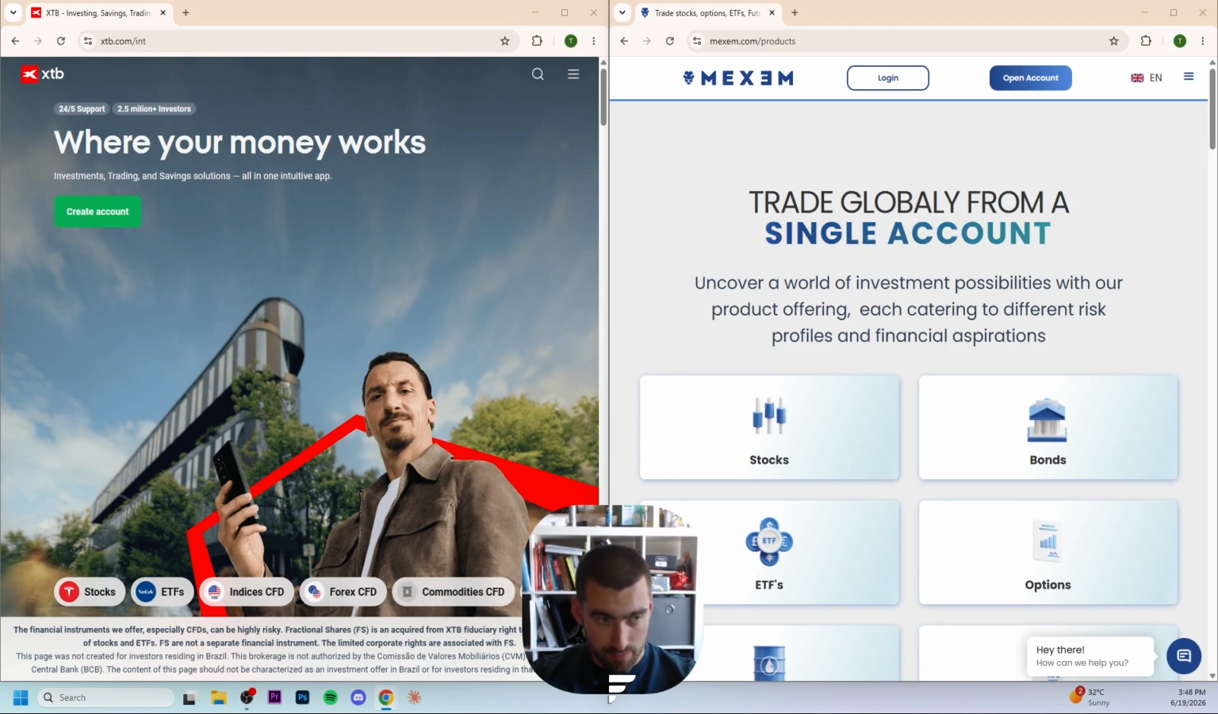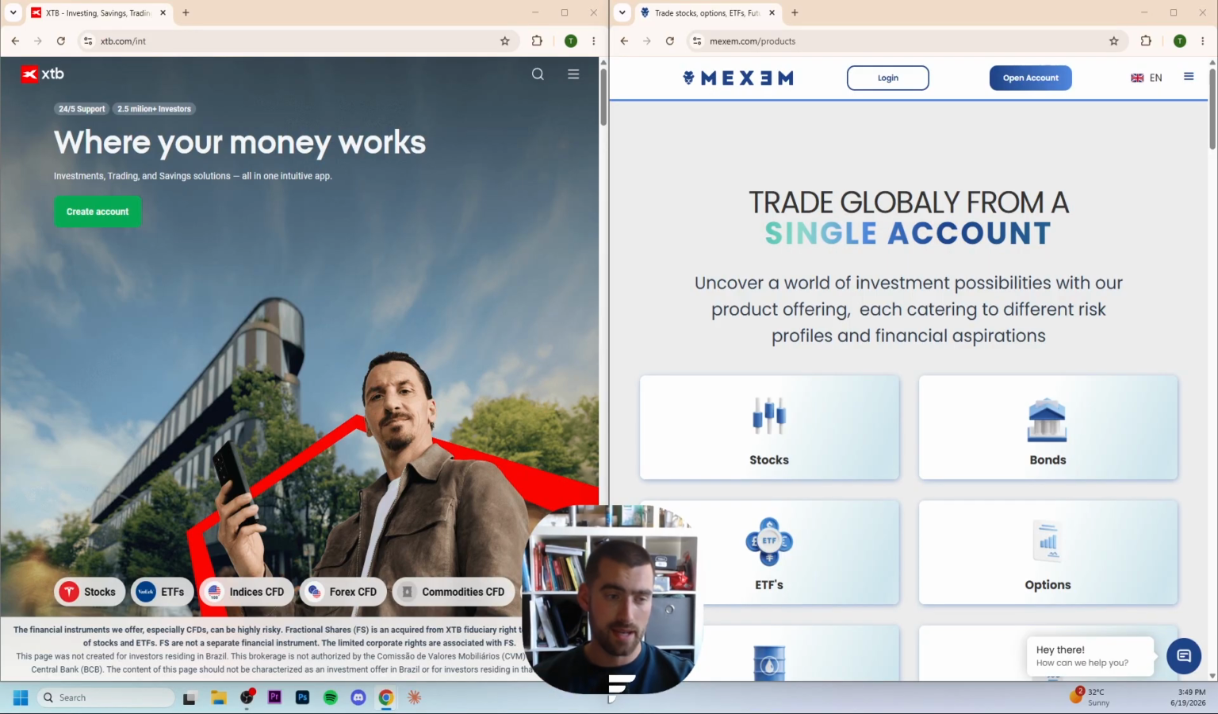Then if you look to the interface on XTB is trader focused and streamlined, and the interface on MEXEM is professional trading platform with advanced tools. Then if you look to the fees and trading costs, XTB has stock ETF trades, often zero commission, within limits of course, and CFDs use spreads and overnight fees on XTB. Then if you look to MEXEM, MEXEM has low commissions with tiered pricing. Costs are generally competitive for active and international investors.